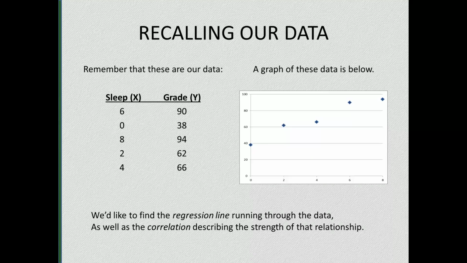Same example we've been working, those are the data, and there's a graph of the data. We would like to find two things. We would like to find the regression line running through the middle of those data. We'd also like to find the correlation, which tells us how strong the relationship is between sleep and grade.